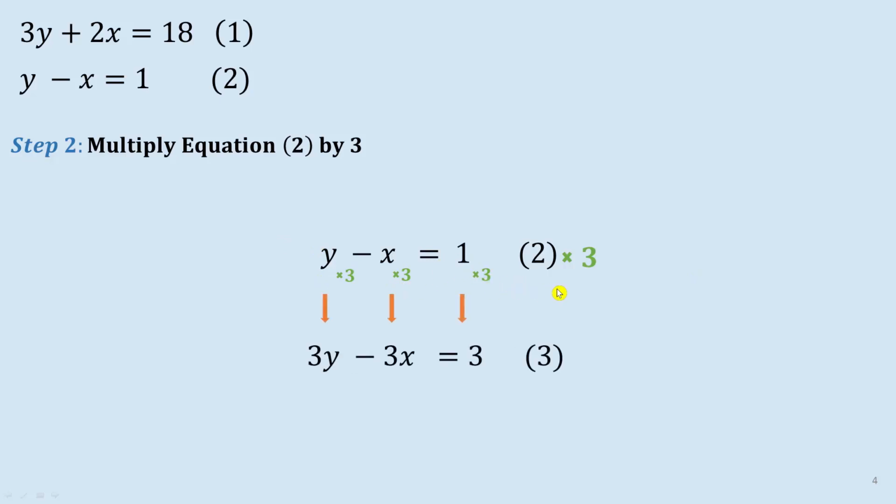What that gives me is, y times 3, or 3 times y, is 3y. Minus x times 3 will give us minus 3x, and 1 times 3 will give us 3. So now I've multiplied equation 2 by 3. We've got to multiply everything by 3, the left hand side and the right hand side.